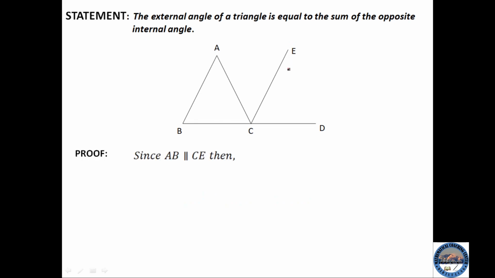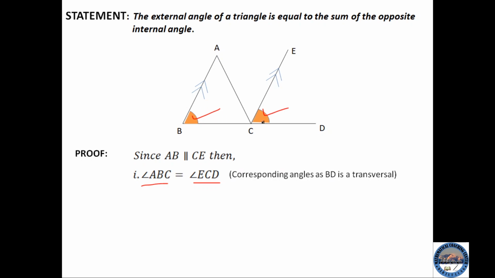In the proof, we know that the sides AB and CE are parallel. How? Because of the construction. We have constructed this line parallel to AB, so they must be parallel. So if the two lines are parallel, angle ABC will be equal to angle ECD. These two angles will be equal because they are corresponding angles.